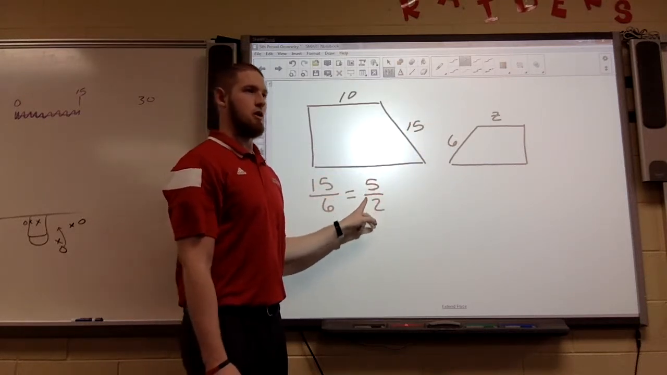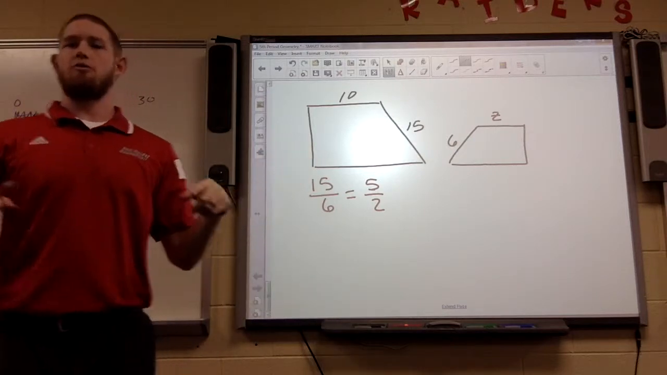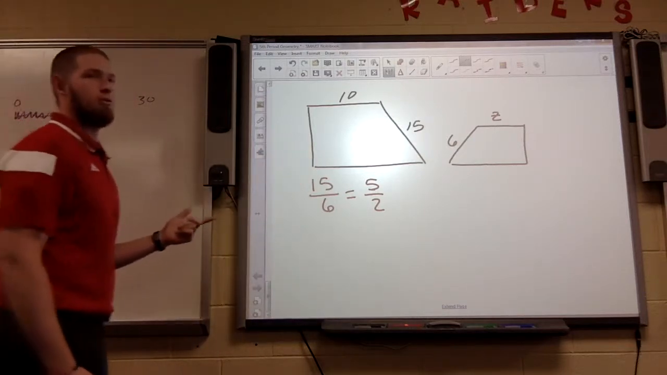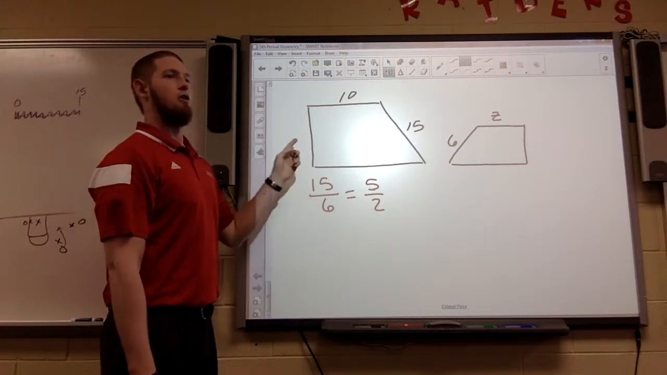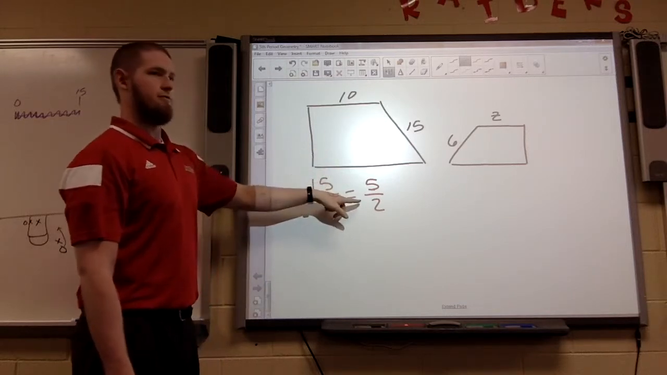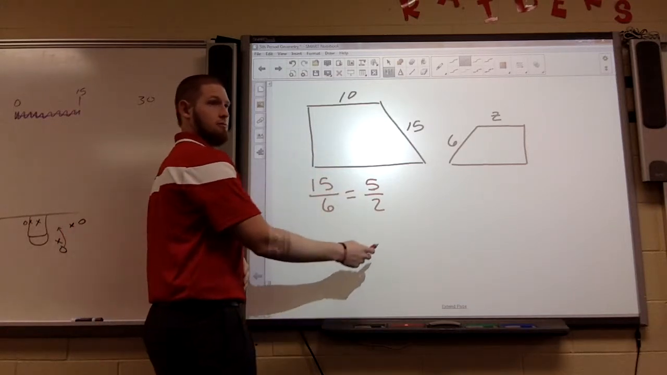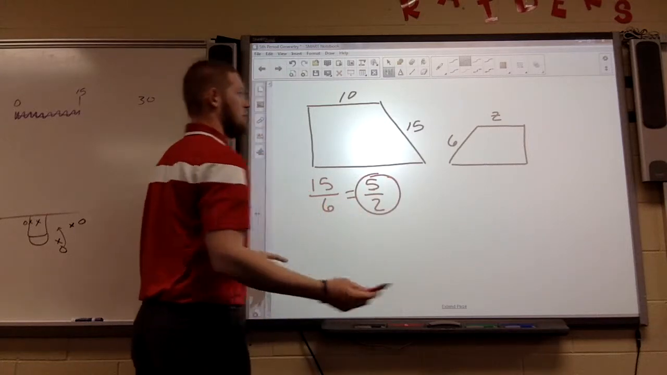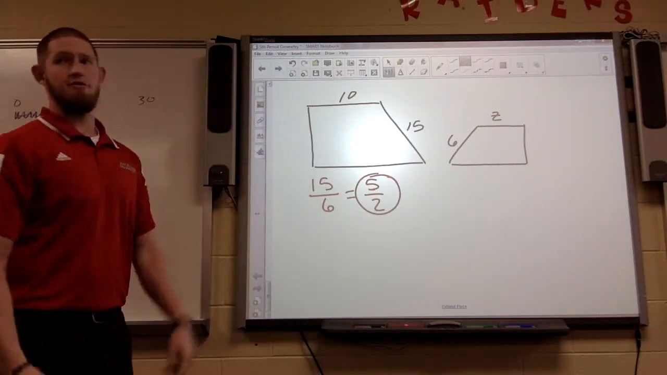So they might ask you a question like this on your homework where they want the ratio of the perimeters, but they don't give you the perimeter. Well, if you know two corresponding sides, you can find that ratio. Does that make sense to everybody? That's not actually in the example. The example wants to know, how do I solve for Z?